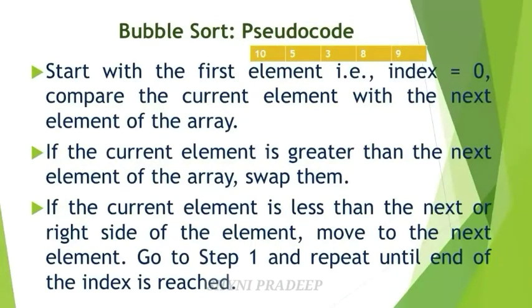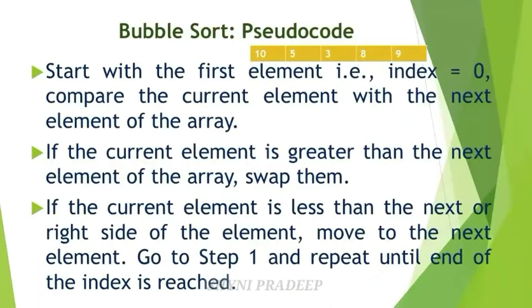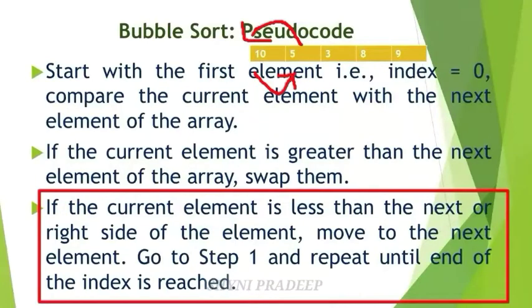Which one is the current element? 10. So it compares this current element with the next element. The next element is 5, so compare these elements. If the current element is greater than the next element of the array, swap those elements, because 10 is greater than 5. So you have to interchange those values. But if the current element is less than the next element, no need to swap them.